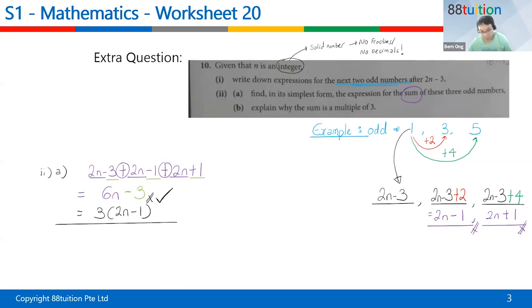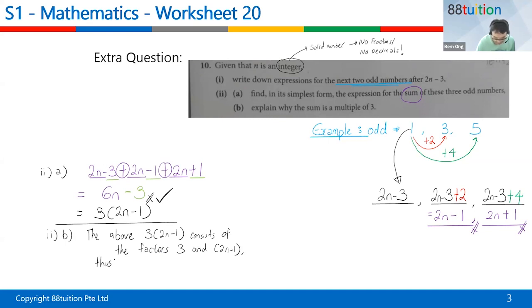But why do I go on to factorize it? Because this is for part 2B. Explain why the sum is a multiple of 3. As you can see, the above, 3(2n minus 1), consists of the factors 3 and 2n minus 1. Thus, the above is a multiple of 3.